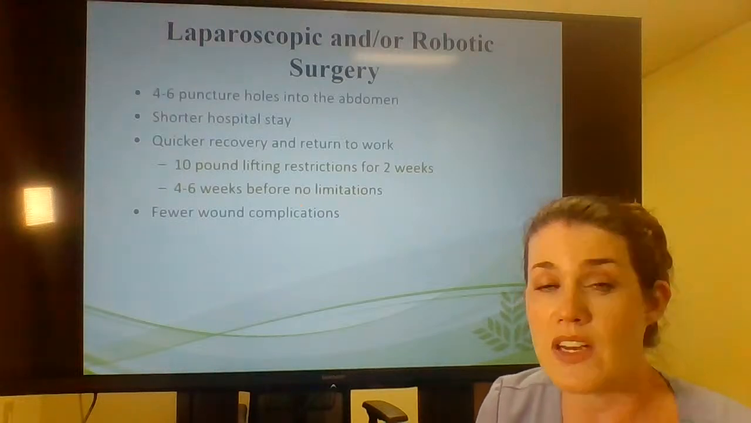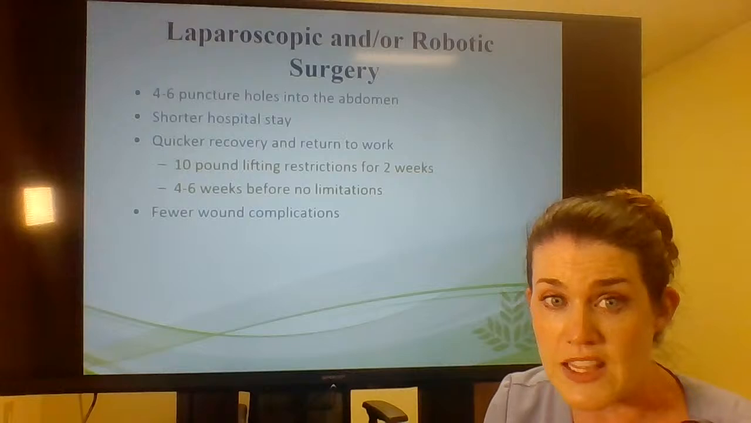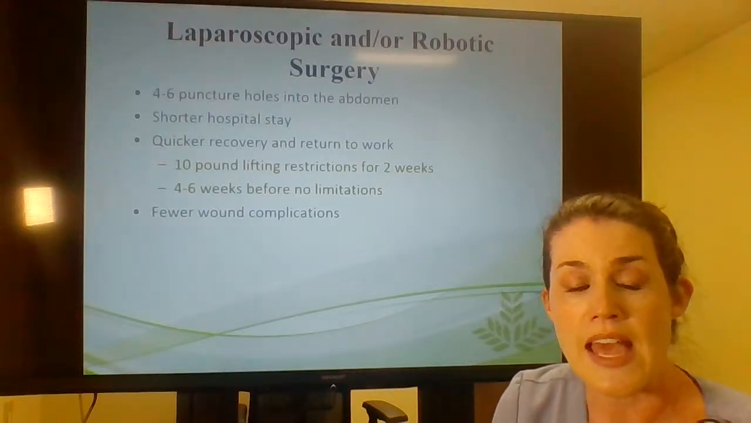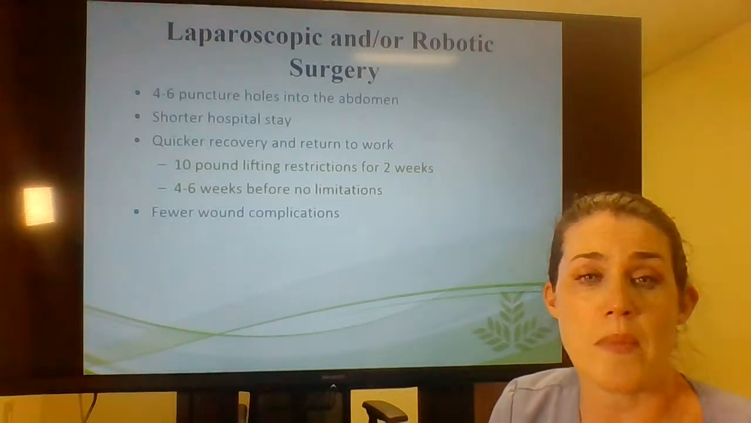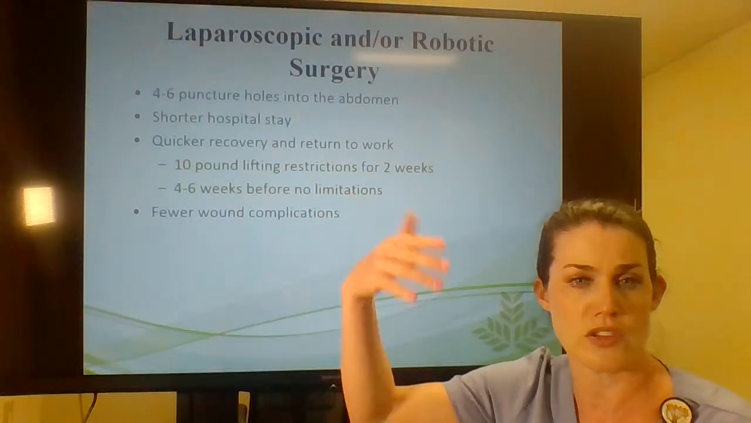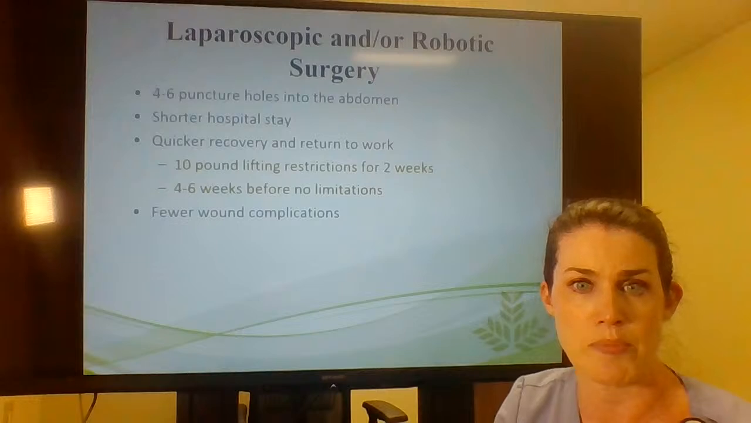So if you have an office job or you have a way that you can get accommodations to where you don't have to lift things, then you can go back to work realistically about 2 weeks after surgery. If you have a very heavy duty job where you're having to lift a lot, then you may be restricted to 4 to 6 weeks. About 4 to 6 weeks, you can go do whatever you want to do. You want to go to the gym, you want to lift weights, you can do anything at that point.